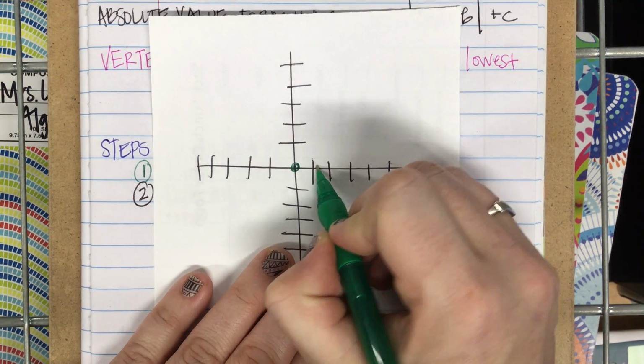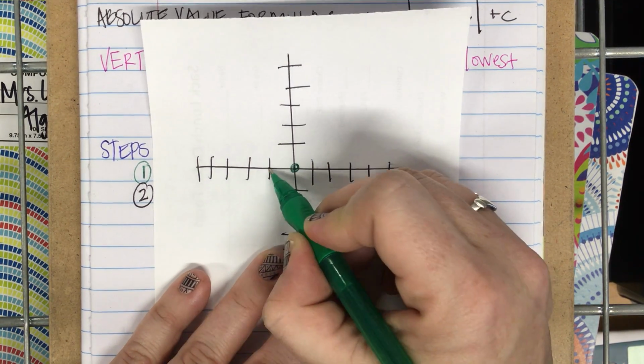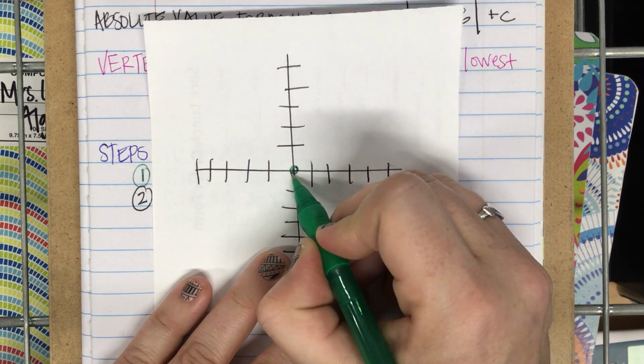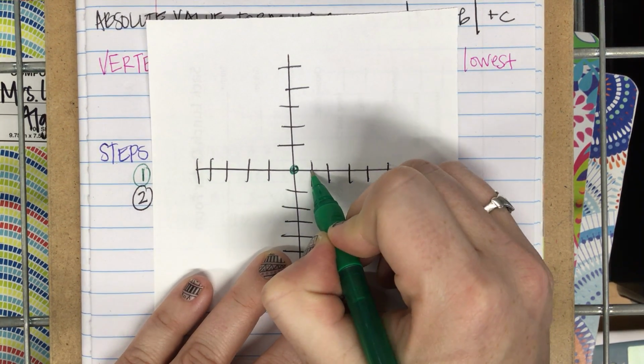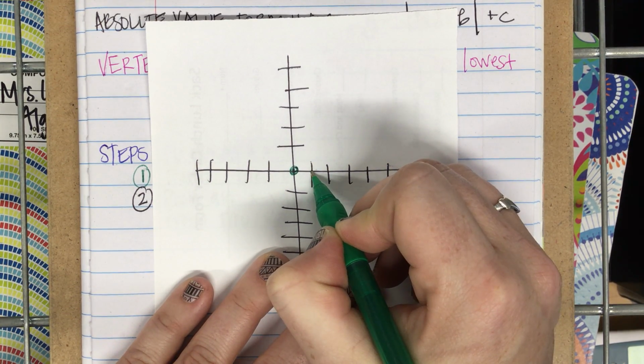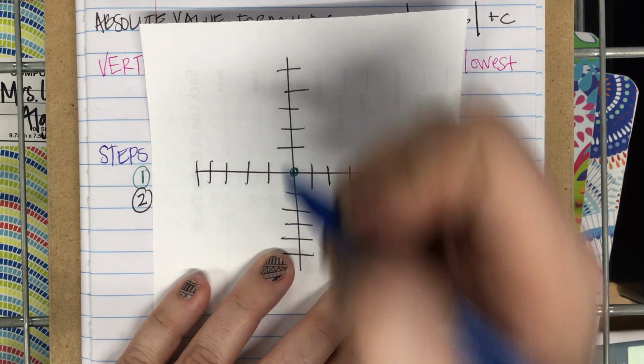I could either do positive 1, because that's one space away, right? Or I could do negative 1, because that's one space away. Me personally, I would pick positive 1 to avoid having to deal with a negative, correct? That would, in my opinion, be the best one.